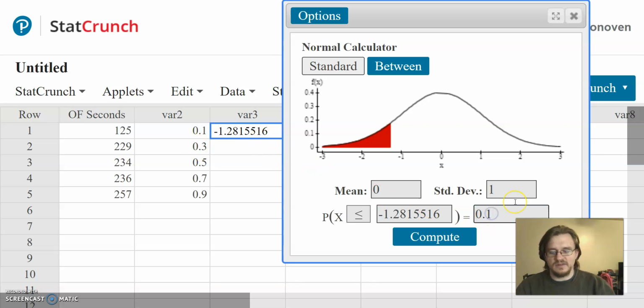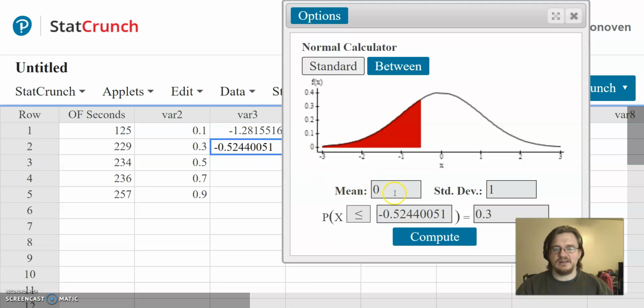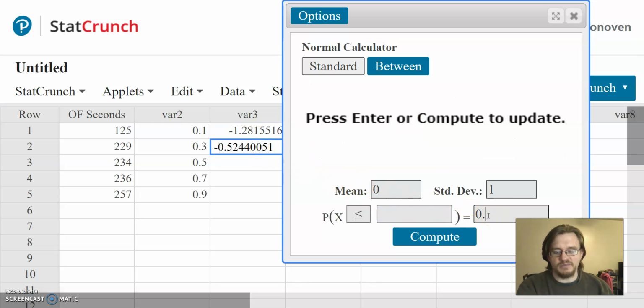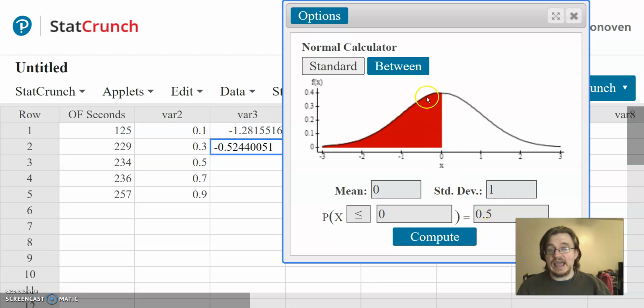Next, we want the area for 0.3. Notice that it's a bigger area now because 0.3 is bigger than 0.1. So we will copy and paste this in here. Then we'll have 0.5. And what we'll recognize with 0.5 is that's exactly half of the area. And since the normal distribution is symmetric, half the area is going to be right down the middle. And the middle for our standard normal distribution is 0.